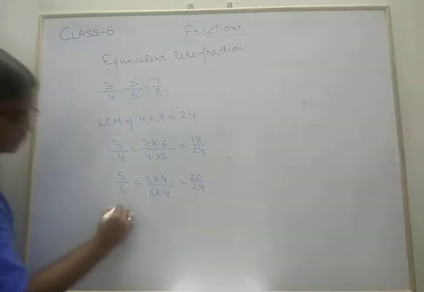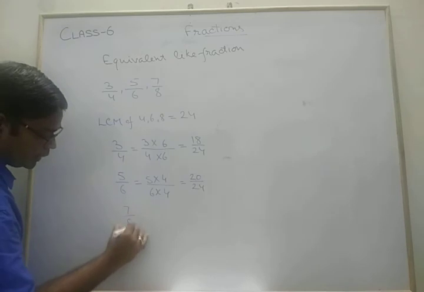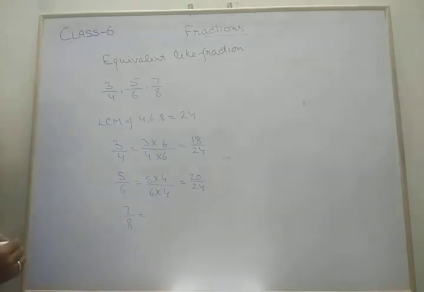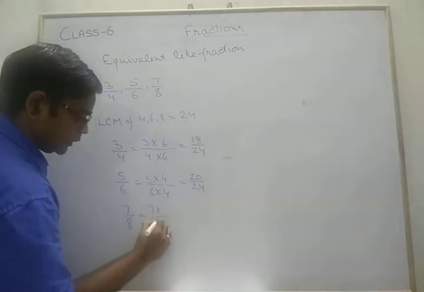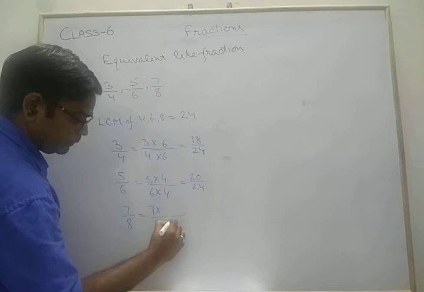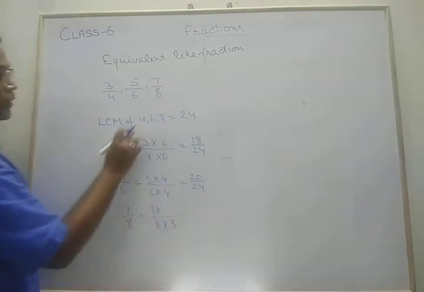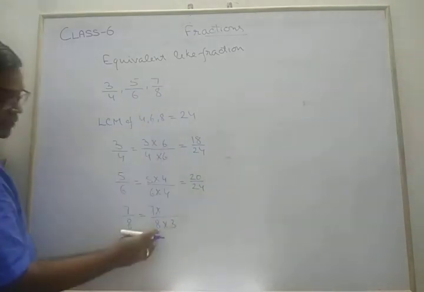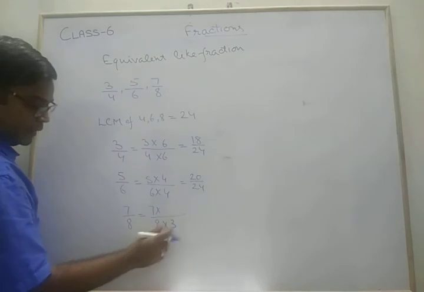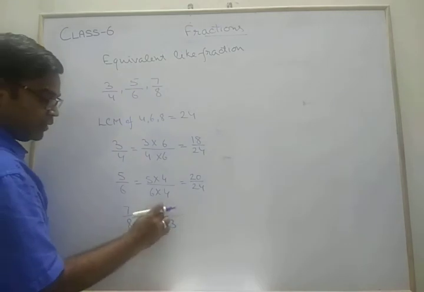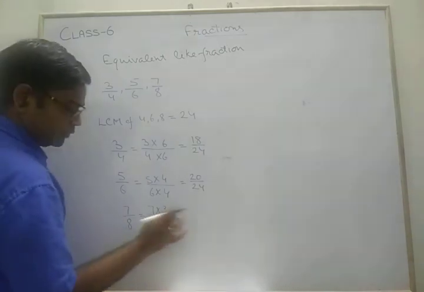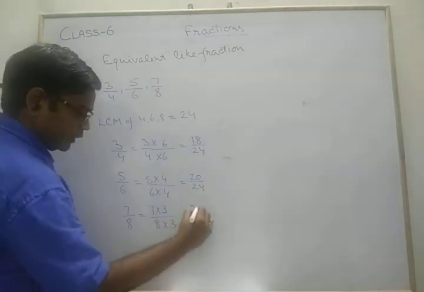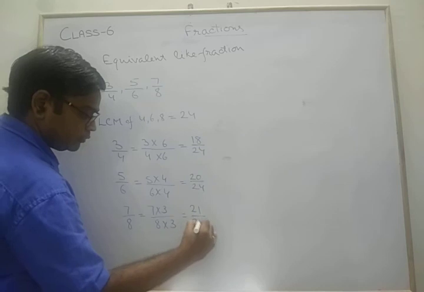Last part, 7 upon 8. We have to convert the denominator into 24. So we have to multiply 8 by 3, since 8 3s are 24. For balancing this extra digit, we must multiply the numerator by 3. So what do we have? 21 upon 24.